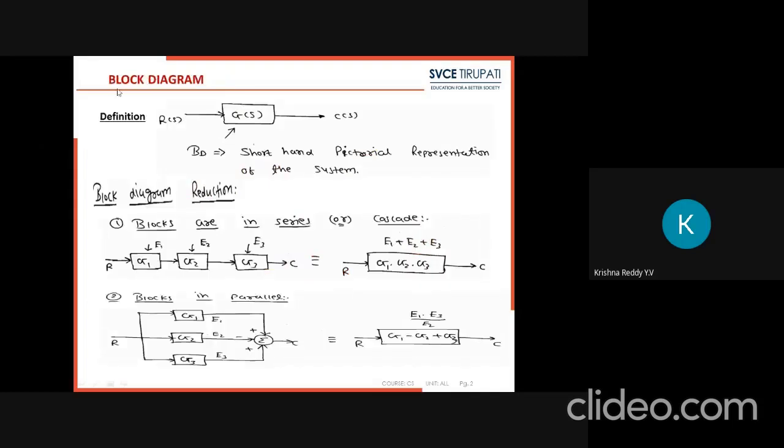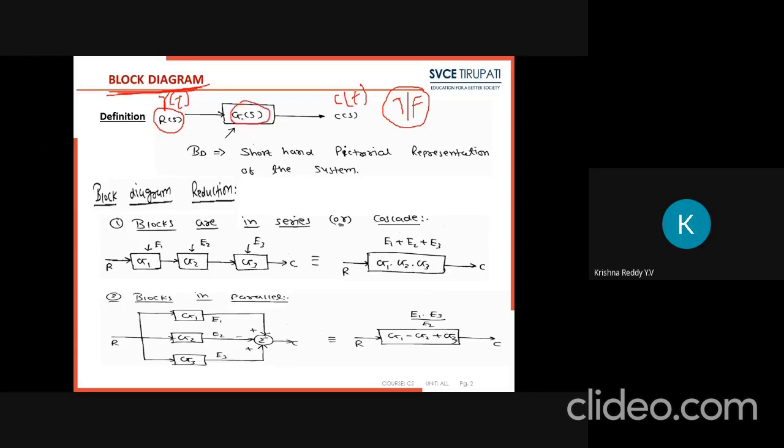Our next topic is block diagram reduction techniques. With the help of a block diagram, we can calculate the transfer function. Here we are given the input r of t, its Laplace transform is R of s. We are getting the output c of t, its Laplace transform is C of s. The system Laplace transform is G of s.